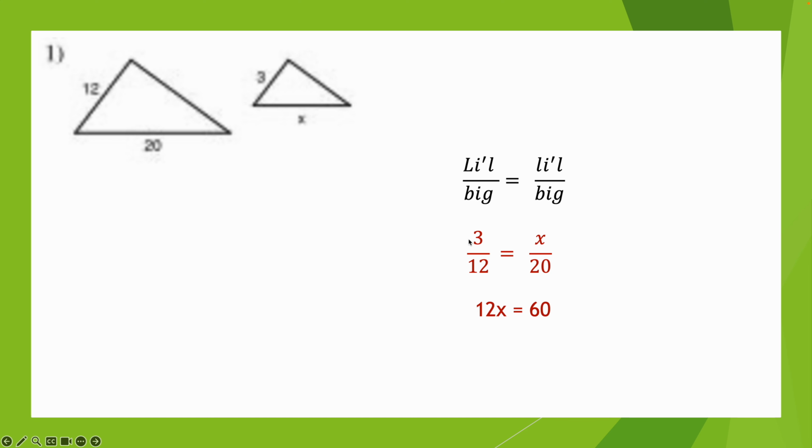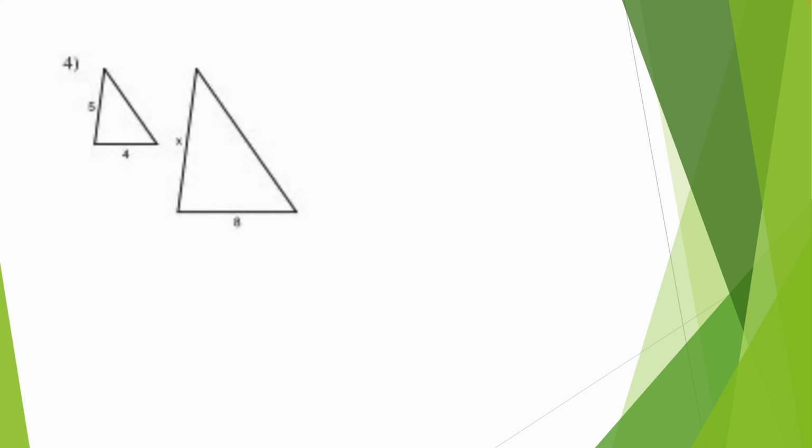12 times x is 12x. 3 times 20 is 60. Dividing by 12, and I get x is 5. So once again, going back and summarizing this, when I have similar figures, I like to approach the problem through the viewpoint of the little one is to the big one, as the little one is to the big one. And then I cross multiply once I establish the proportion. Okay, give it a shot.